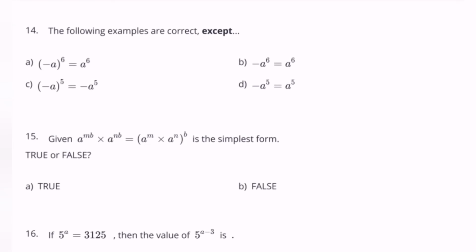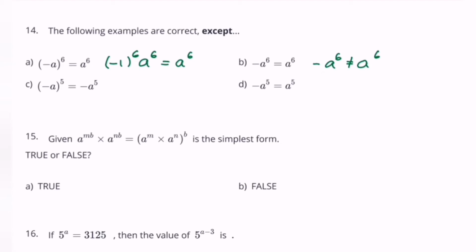Kindly refer to question 14. The following examples are correct except. Kindly refer to option A, where we have (negative a) to the power of 6, which is (negative 1) to the power of 6 multiplied with a to the power of 6. So we will have the answer a to the power of 6. So for A, the example is correct. Kindly refer to B. We have negative a to the power of 6 is equal to a to the power of 6. So for this, the answer is incorrect.